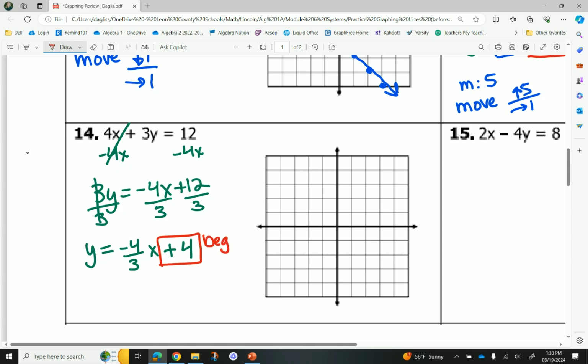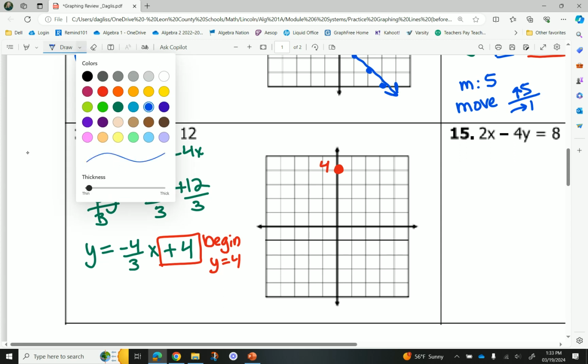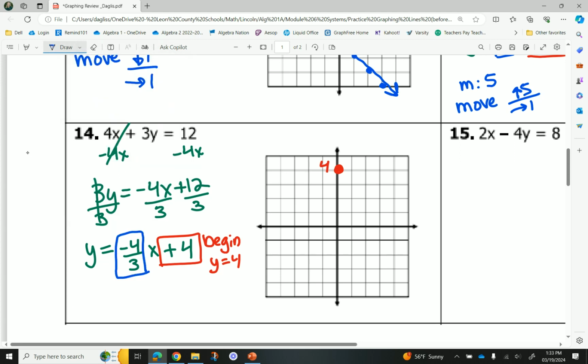Good. Yep, we will begin. 1, 2, 3. There's my 4. So, Leland, how did you know to go down? Good, the negative. So we're moving down 4, but we always move to the right. 1, 2, 3, 4. It goes off. Okay. One more of these.